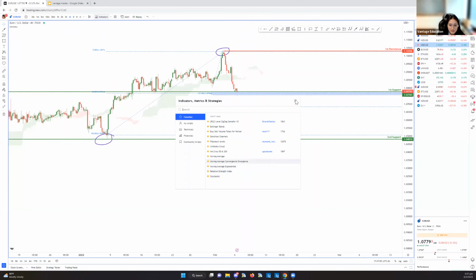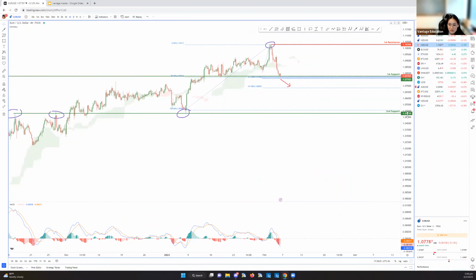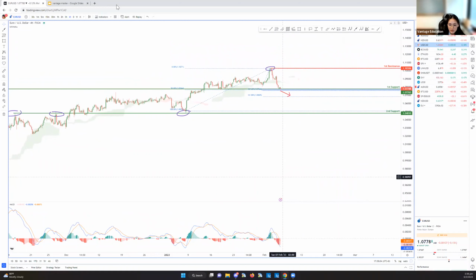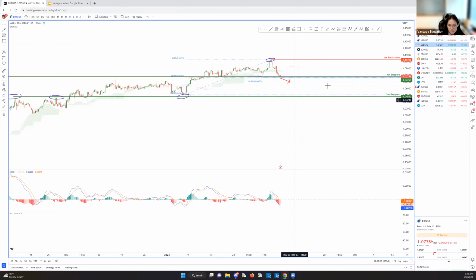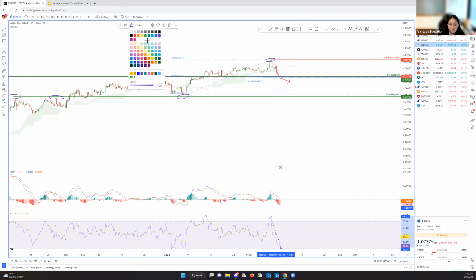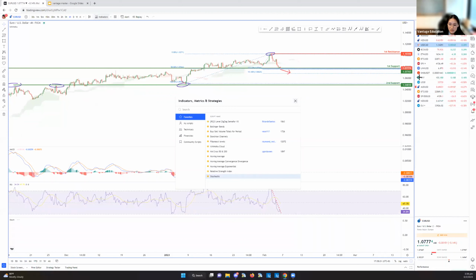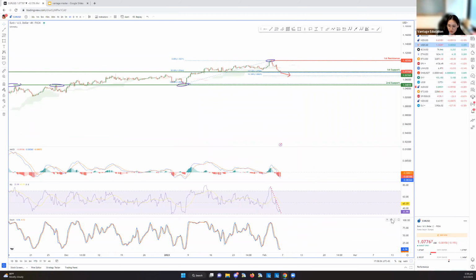For MACD, there is a red area as well. So this further supports our bearish bias. On RSI, we see a descending trend line. So this also supports our bearish bias. And now let's pull out stochastic. Stochastic doesn't really tell us much in this case. So let's go ahead and remove that.